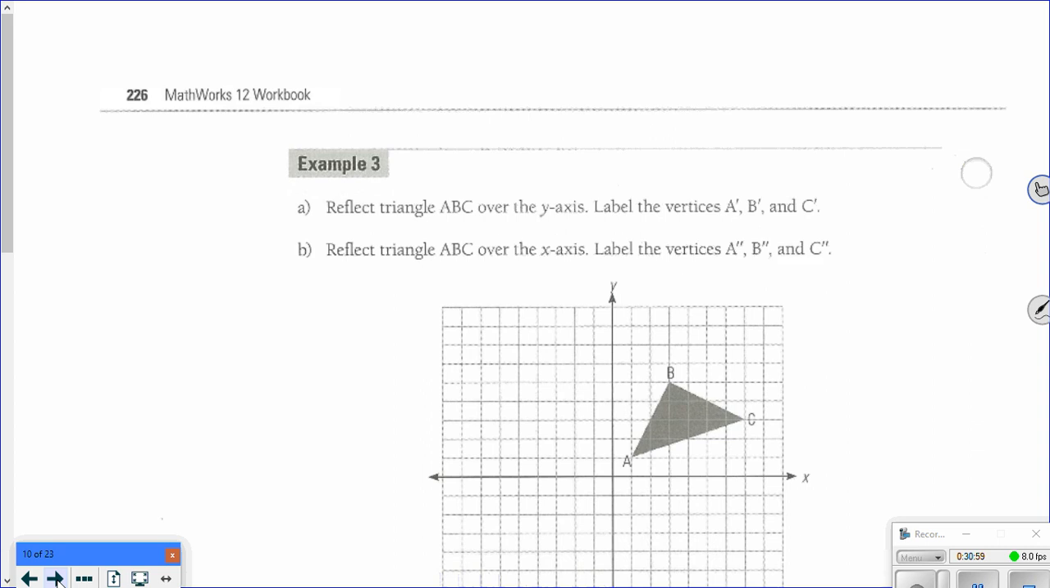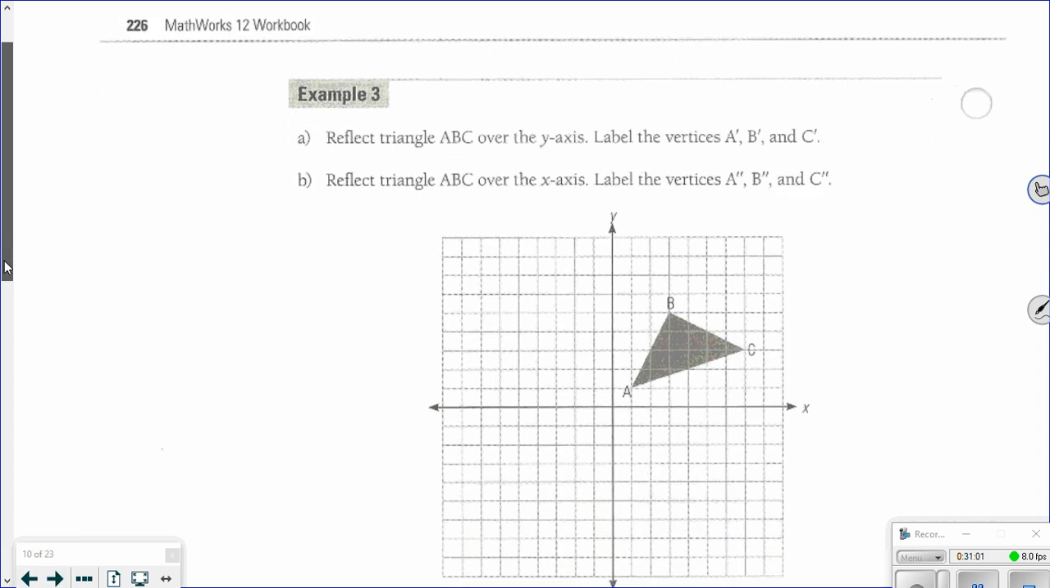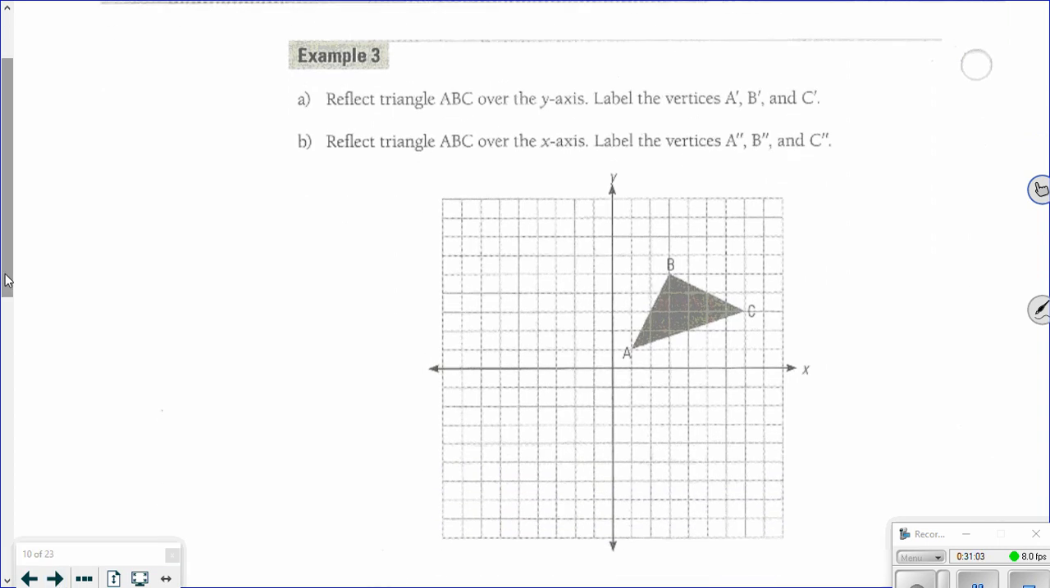Okay, triangles are harder. The next one's a triangle. It says reflect triangle ABC over the y-axis. Label the vertices A prime, B prime, and C prime. So over the y-axis, that's this guy right here. So that means this shape on this side is going to flip over onto this side.